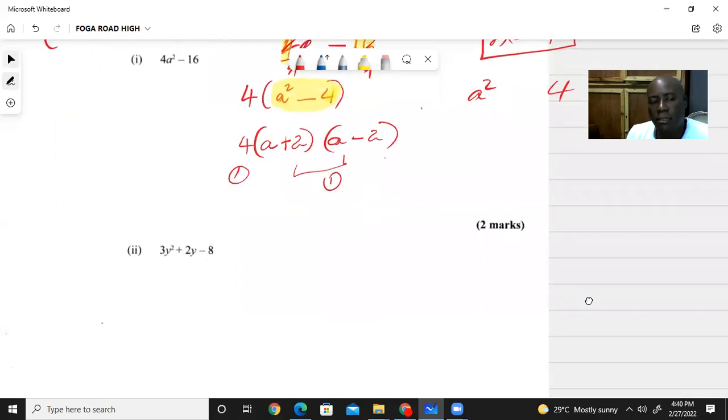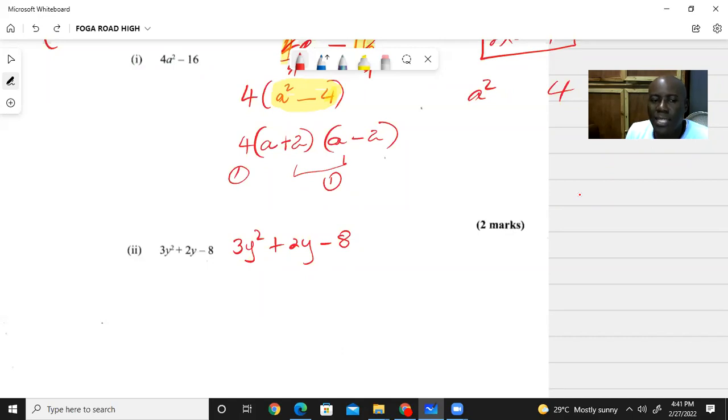All right, the second one here says 3y squared plus 2y minus 8. We want to factorize this. But in trying to factorize this, we definitely realize that I don't see anything in common. y is not common because there is no y attached to the 8. And there is no number that could go into 3 and 2 and 8 apart from 1 without a remainder. So this means that we can't factorize by the highest common factor.